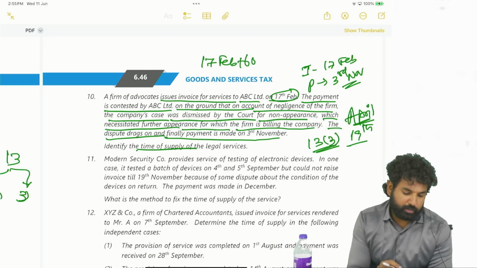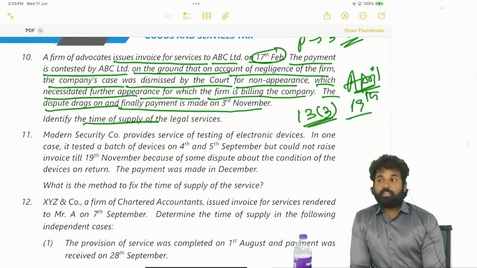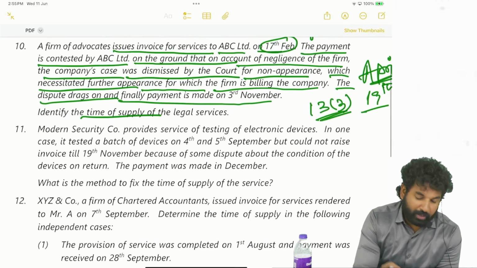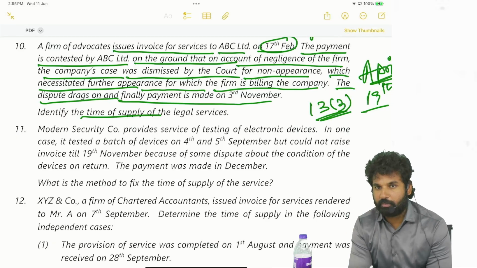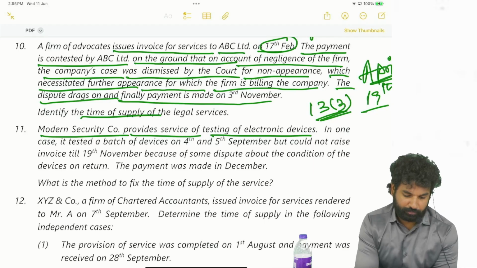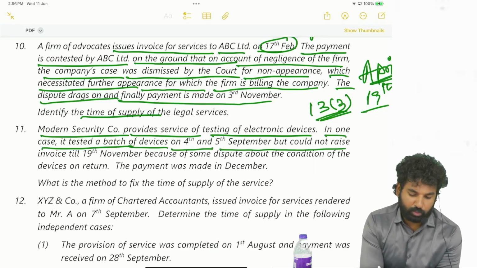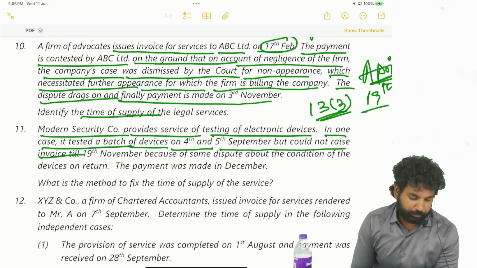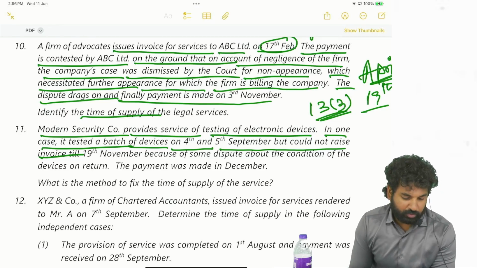Next, Modern Security Company provides services of testing of electronic devices. See, whenever the month is getting changed, we have to worry, because due date of GST will be changed. Practically, but from the examination point of view, we should know the exact date of time of supply. In one case, it tested a batch of devices on 4th and 5th September, but could not raise invoice till 19th November because of some dispute about the condition of the device on return. The payment was made in December.